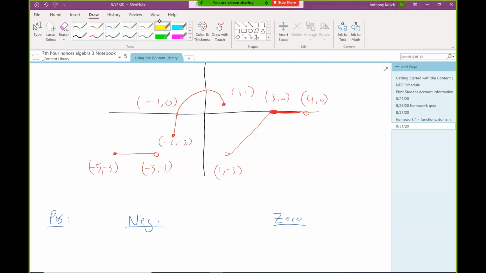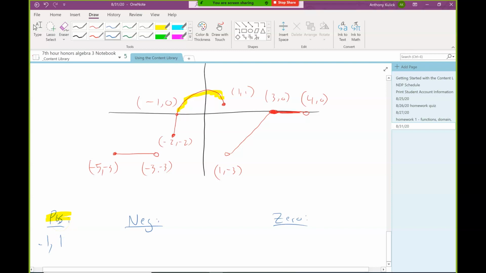How many positive pieces of this graph do we see? Just one, right? That's all I see. So I just see this section right here. Okay. What point does that positive section begin at? -1, 0, so we'll start with the -1. And it ends at what point? 1, 1, so we'll again use the x coordinate, so 1 there.